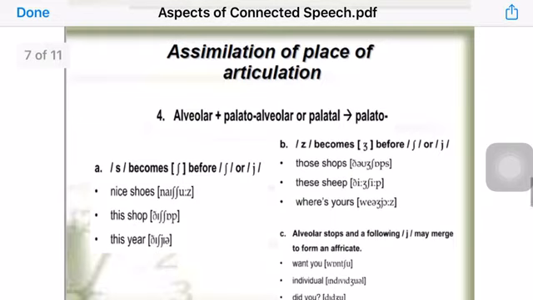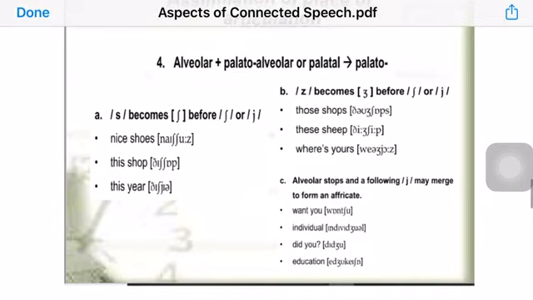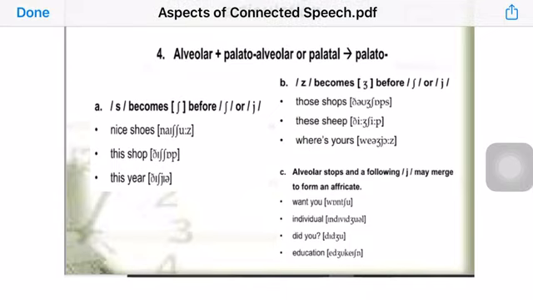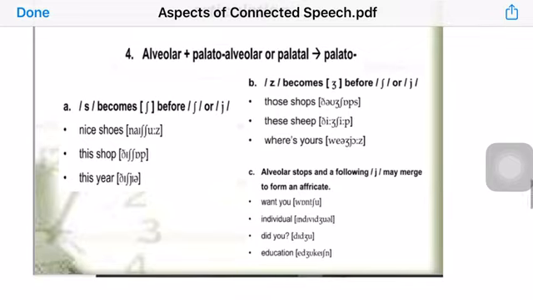The other case is when we have alveolar plus palato-alveolar or palatal, the resultant sound will become palatal. Examples of this: nice shoes. This shop. This year. Those shoes. These sheep, etc.